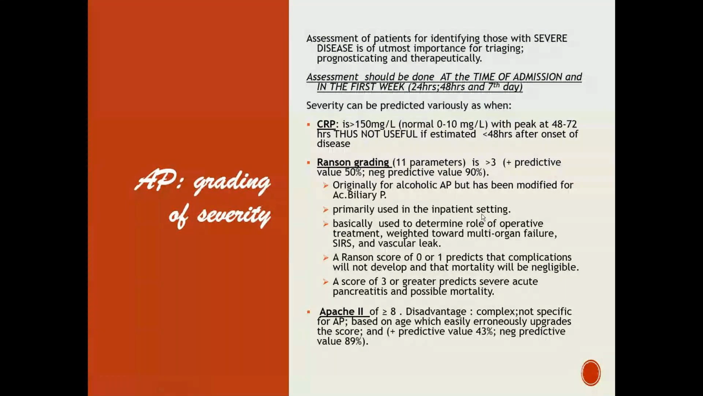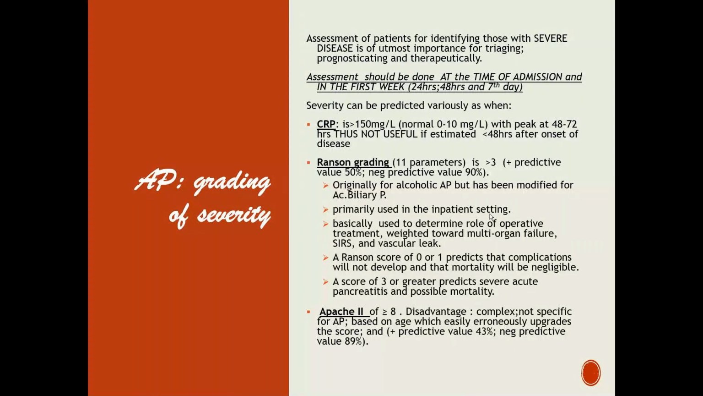Basically, it is helpful in defining the operative treatment the patient requires, defining multiple organ failure, defining SIRS, and vascular leak if it is occurring in a particular patient. And if you have a Ranson score of 0 or 1, it predicts that complications will not develop. I have mild disease and I'll be absolutely all right. But if it is 3 or more, then I have had it. I have to be treated differently. And that is where Ranson is important.